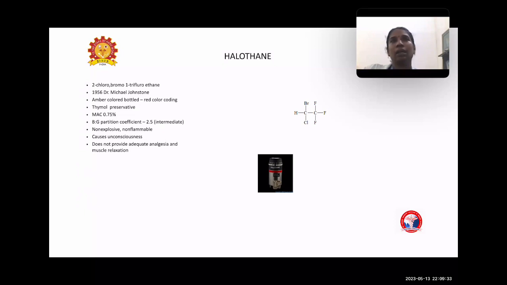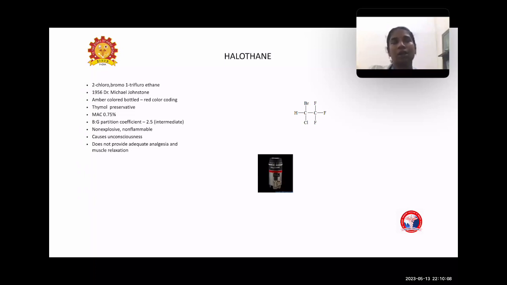It was discovered by Michael Johnstone in the year 1956. Usually it is stored in an amber colored bottle and its color coding in the vaporizer is red. It has a preservative of thymol, with a minimal alveolar concentration of 0.75%. The blood gas partition coefficient is 2.5, which is an intermediate action. Then the properties of halothane: it is non-explosive and non-flammable.